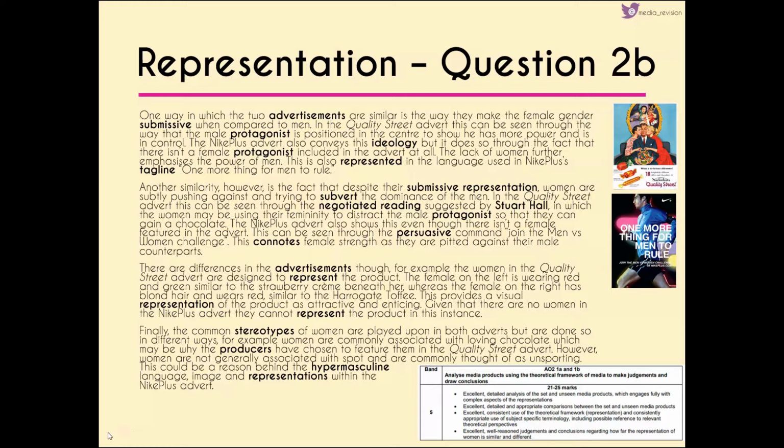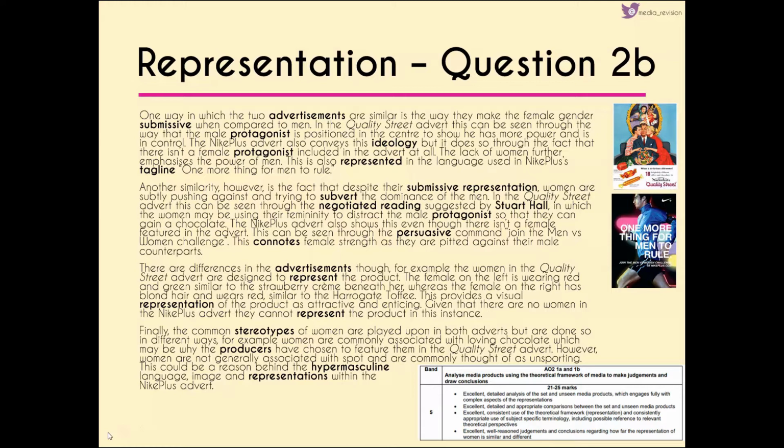So you can see how in this initial opening paragraph, and I've not given an introduction, don't need to, jump straight in, in this initial paragraph, I've dealt with both adverts together, and that's going to be the best way to do this throughout your answer. Whenever you mention one advert, bring the other one in, okay?